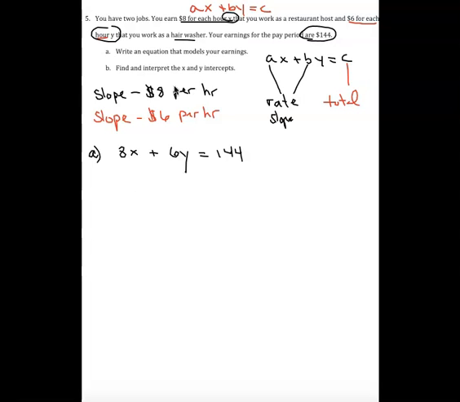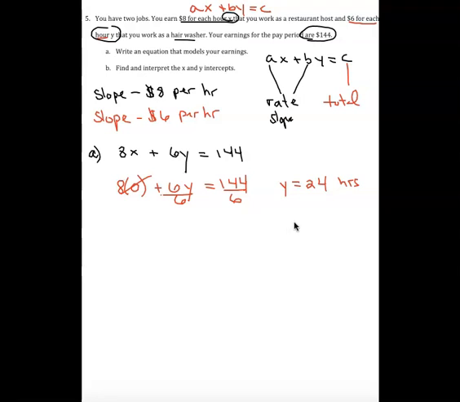Part B, find and interpret the X and Y intercepts. Well, you know what? I have these 2 jobs, but the restaurant I'm working at is closed for renovations. So I make $8 an hour there, but I'm going to work there for 0 hours this week. 8 times 0. I still want to earn $144, so this time, how many hours, Y, do I have to work as a hair washer in order to earn $144? So, 8 times 0 goes away, divide by 6, divide by 6, and Y is equal to 24 hours.